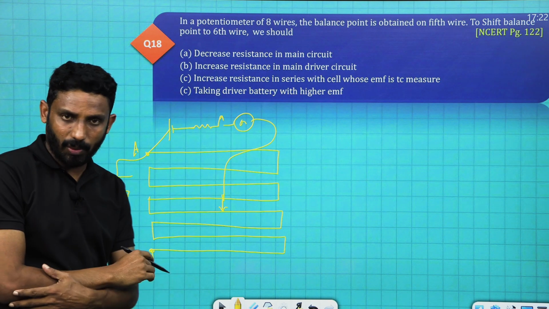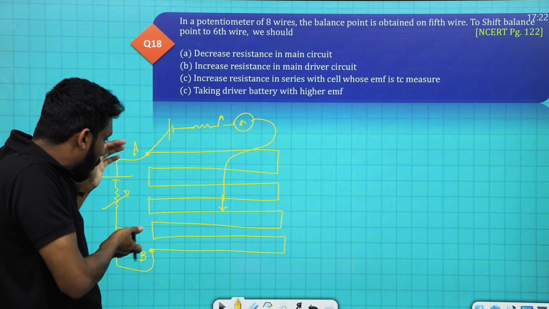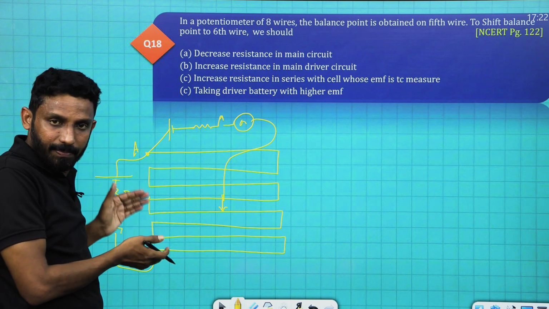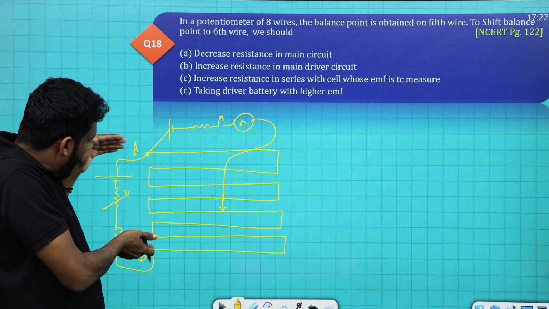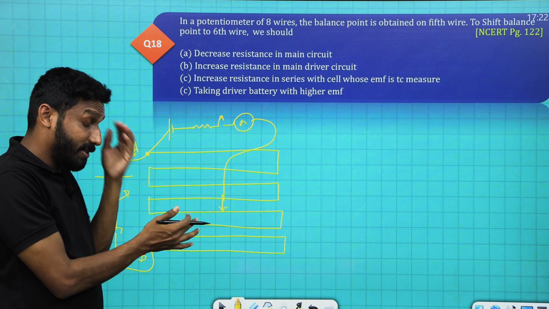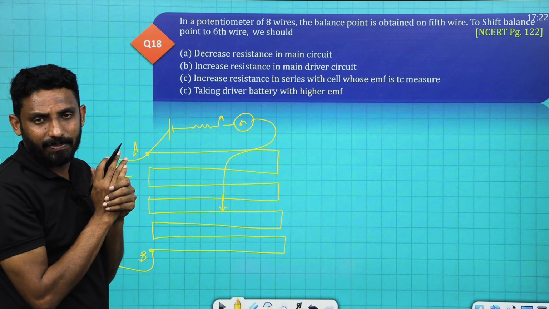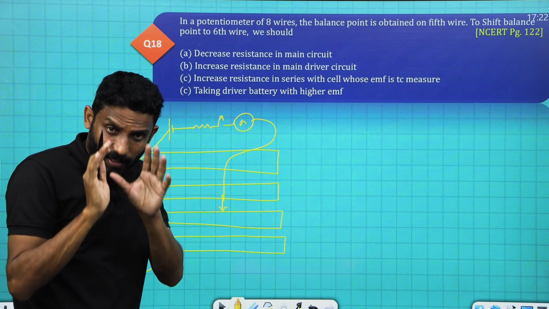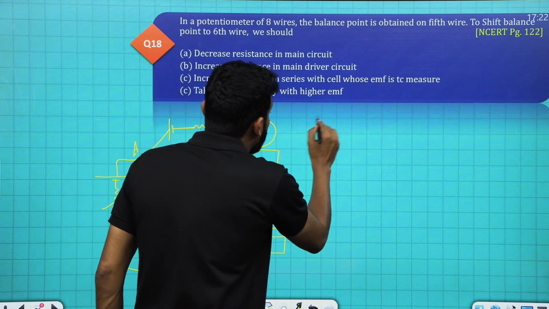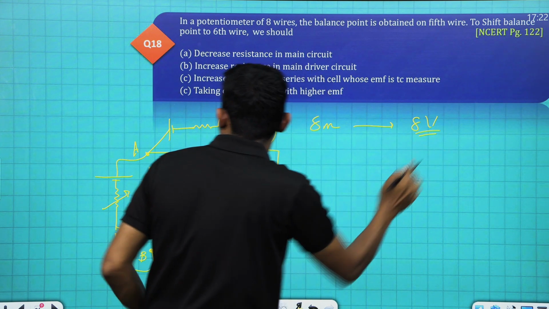Like this. Now, suppose this is open. Now the primary circuit is only connected between A and B. Then a potential difference is applied across this much wire. Listen carefully. A potential difference is applied across this much wire. For example, across 8 meter wire, suppose 8 volt potential difference is applied here.